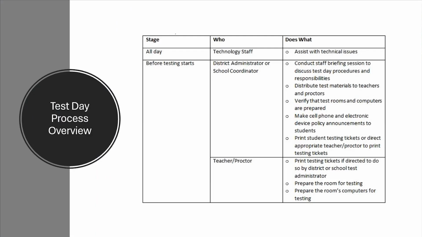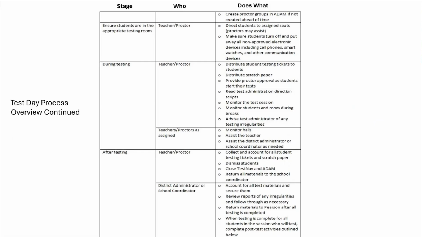The last few charts here are just an overview of all the different processes and the phases of testing, and who is doing what at those different times, and what they should be doing: printing test tickets, managing accommodations, all those different pieces. So if you wanted to use this as a guide and check things off as you're going and making sure it's all taken care of, this would be a reference to have. Again, this is in the TAM also.